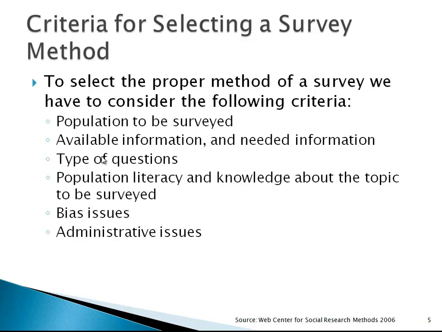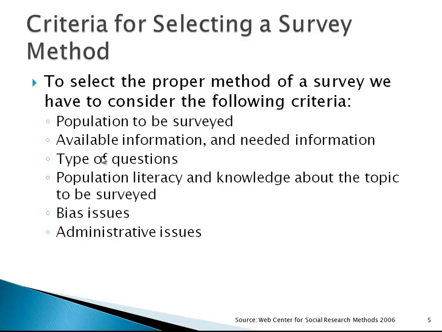To select the proper method of survey, we have to consider the following criteria. First, we have to look at the population that we want to survey. We need to look at the available information and needed information. How much information do I have and how much information is missing or needed to complete my study or my survey? The types of questions: what type of questions do I need to ask, short, long, fill in the space, or just multiple choice, true, false, something like that.